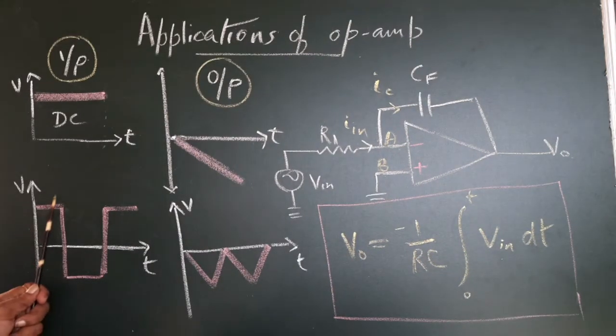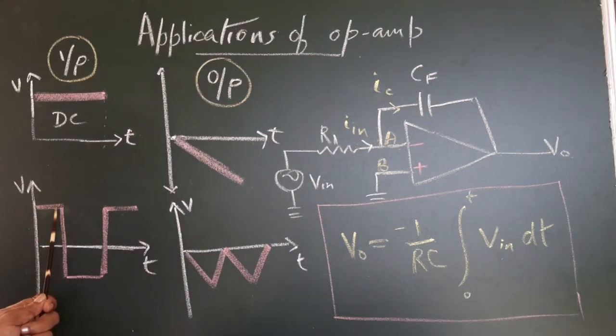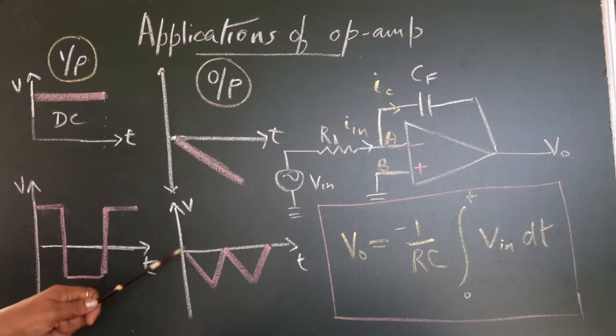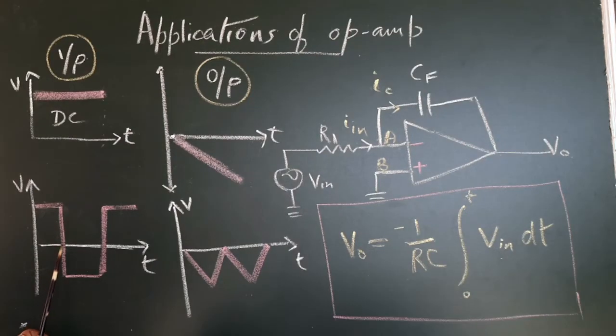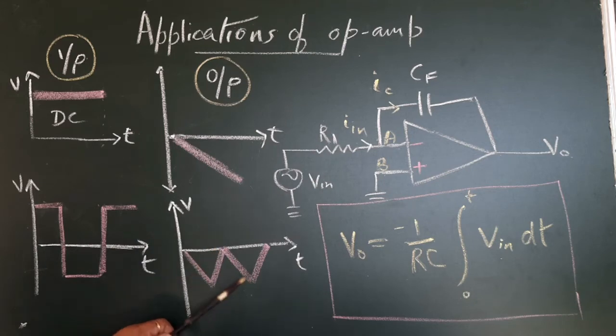Now if the input voltage is a square wave like this, what do you expect for the output? This portion is a constant positive voltage, so you will get a negative ramp like this. Now from here to here, it is a negative constant voltage, so the negative voltage will appear as a positive ramp here. So it will have a positive slope. From here to here, it is again positive, so it will have a negative ramp here. So for an input square wave, you can expect a triangular wave like this.